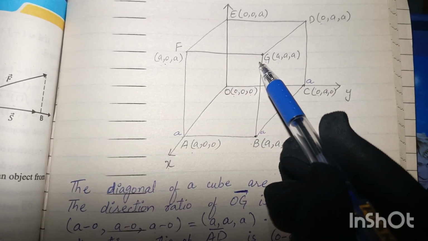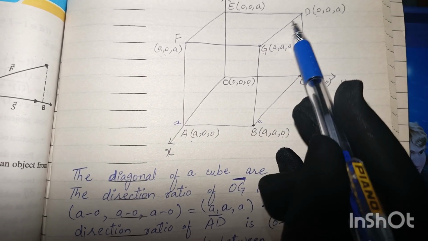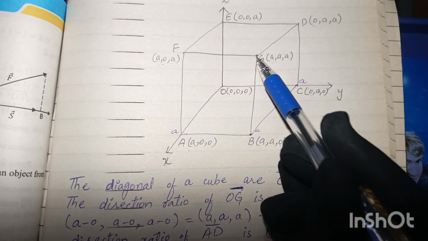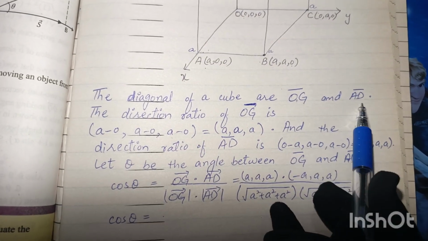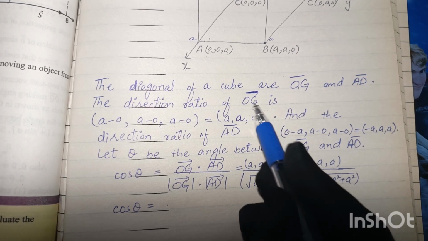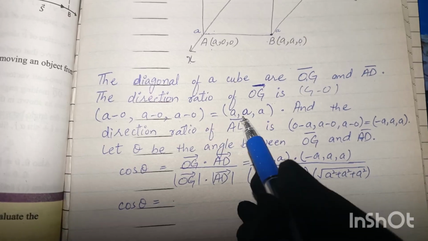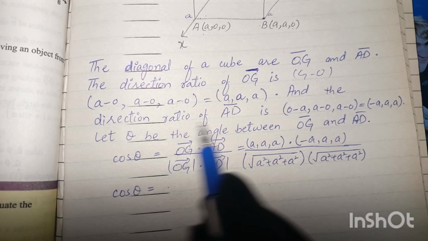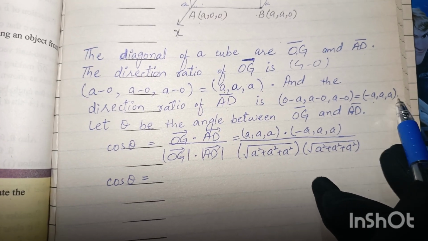First of all, observe that here are the two diagonals: the first diagonal is OG and the second diagonal will be AD. So we have to prove that the angle between OG and AD is cos inverse of 1 by 3. So the diagonals of the cube are OG and AD. The direction ratios of OG means G minus O. So G minus O, after subtracting, we get a, a and a. And the direction ratios of AD means D minus A, which is equal to minus a, 0, a.